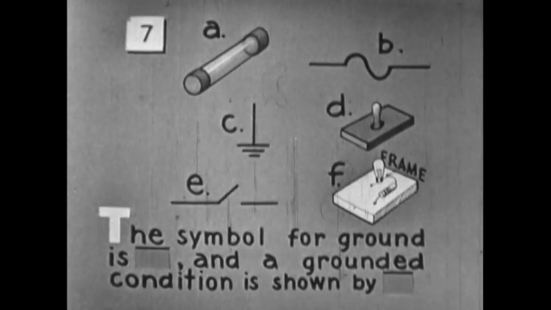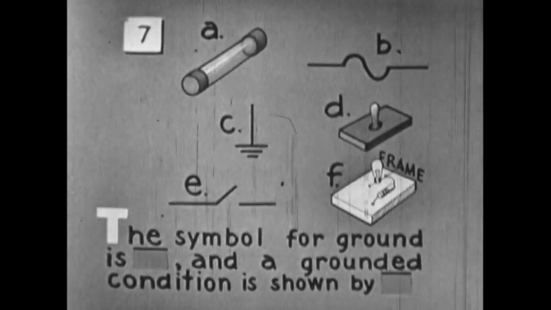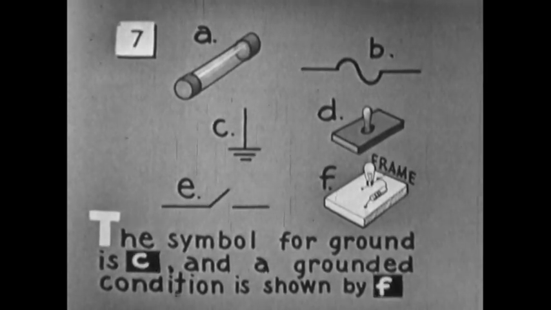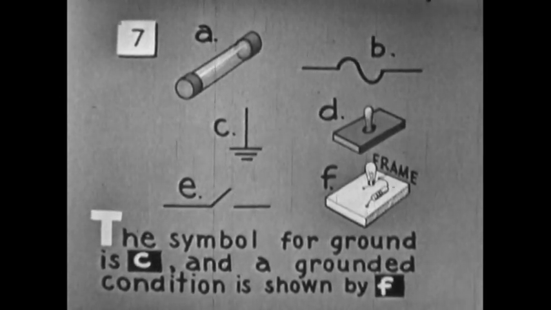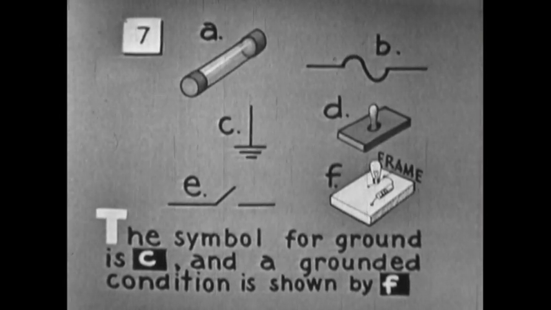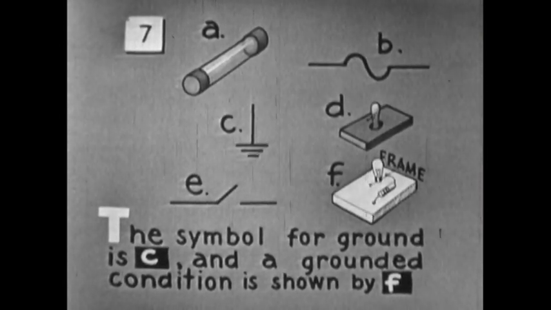At this time, write the correct letters for number 7. If your answers are C and F, you understand ground and can identify its symbol.